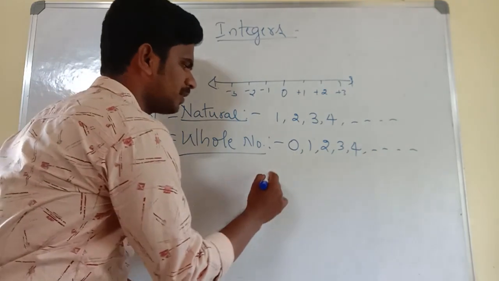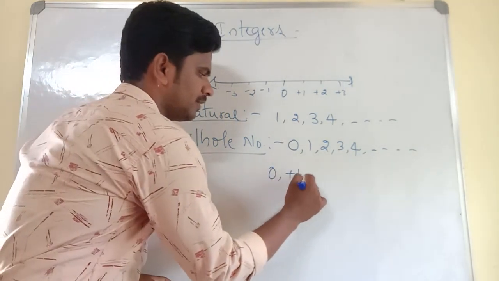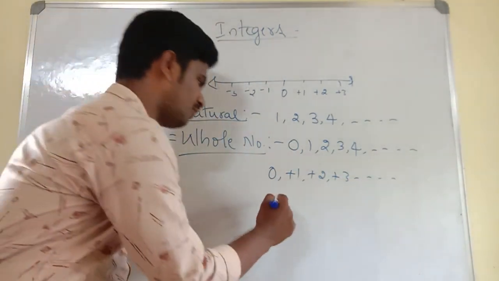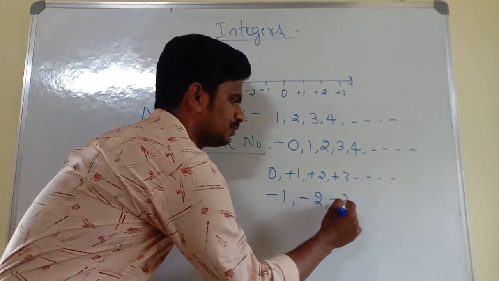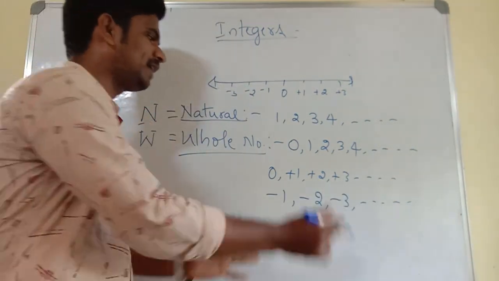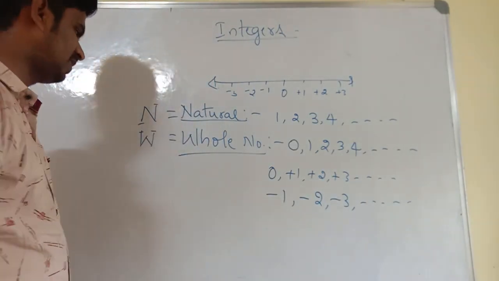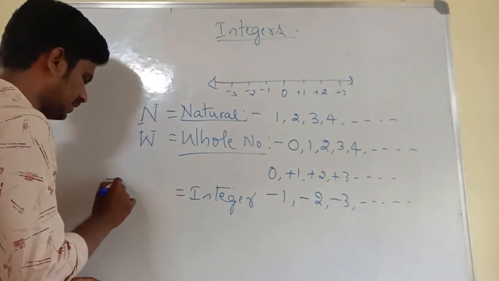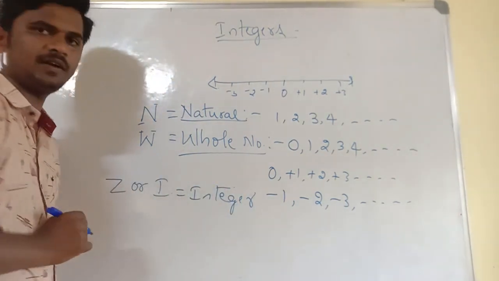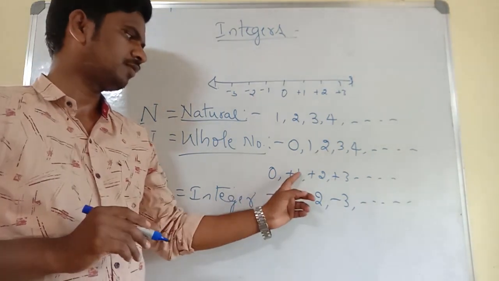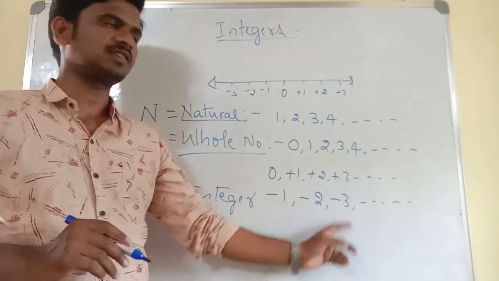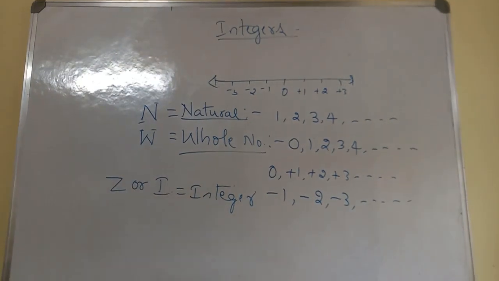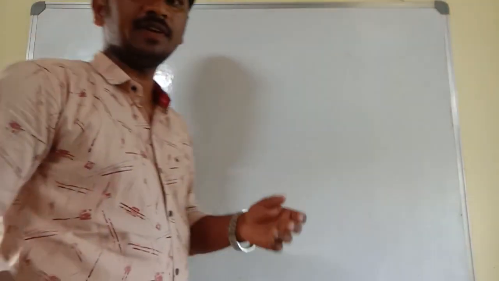The numbers 0, +1, +2, +3 and so on, including these numbers we also consider -1, -2, -3 and so on. Collectively these numbers are called integers. Integers are sometimes denoted by capital Z or capital I. The numbers 0, plus or minus 1, plus or minus 2, plus or minus 3 and so on are called integers. We have defined integers.